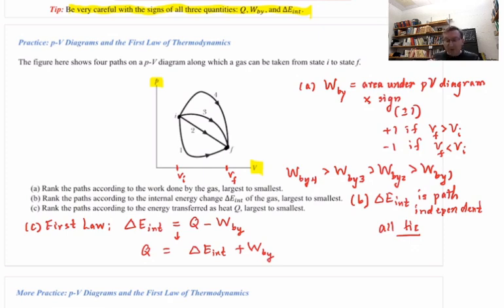Now, use your answers from A and B to help you finish up here. From A, we ranked the W's: 4, 3, 2, 1. From B, we noted that the delta E internals were all the same. So the Q ranking is determined entirely by the W by ranking, and they're the same. So Q, in order, is 4, 3, 2, 1. They're all positive, because the W by's are all positive in this case.